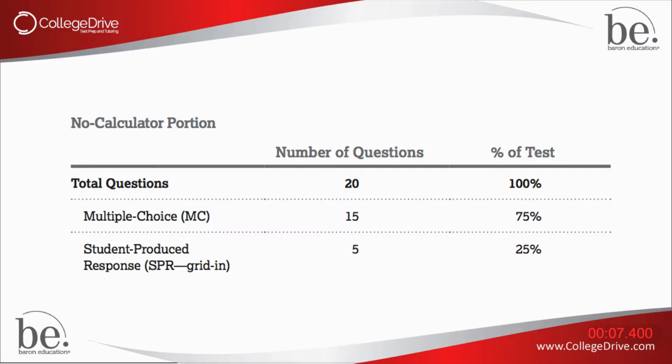On the SAT, there are 2 math sections. The first does not allow you to use a calculator. There are 20 questions and you have 25 minutes to do them. Now the questions become increasingly difficult as you move along. The first 15 questions will be multiple choice, and the final 5 questions will be what's called student-produced response or grid-in questions. As I've said, the questions get more difficult as you move along.